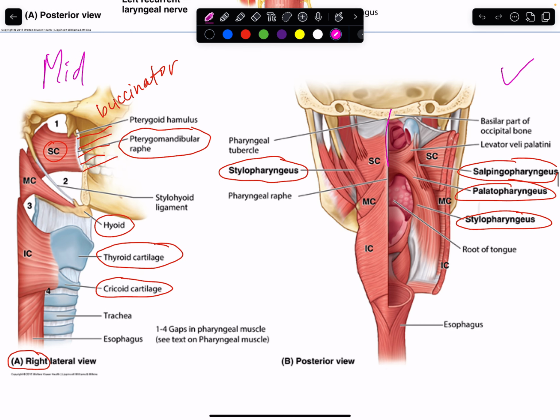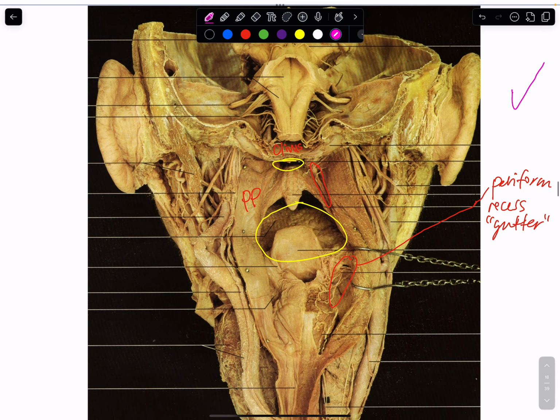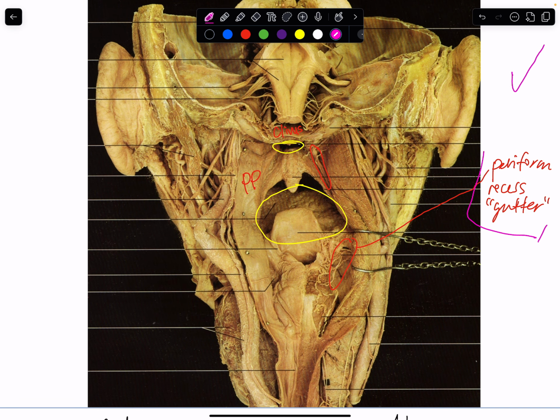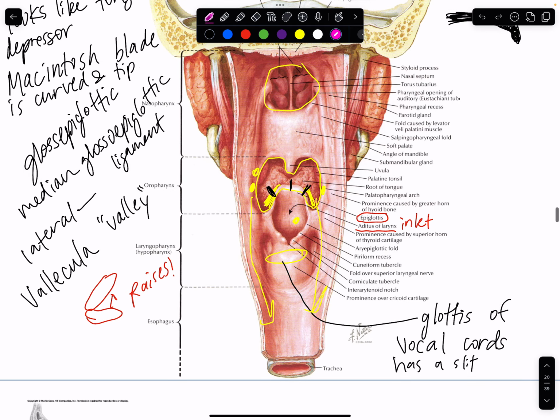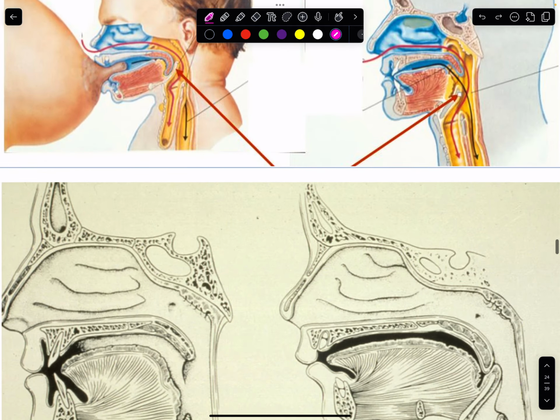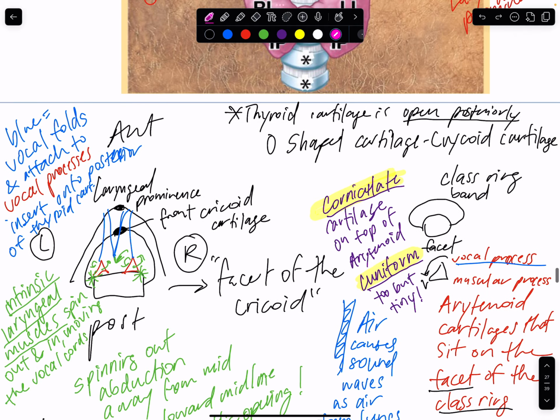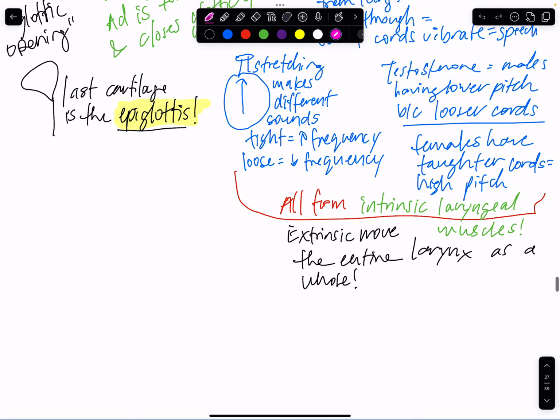This is a really neat picture as well. So you're separating at the raphe. Great picture of stylopharyngeus. And here is these cut away and reflected. This is also a great picture. So here's your piriform recess. Kathy calls it the gutter. This is where we'll find our laryngeal nerve here. Another good picture.